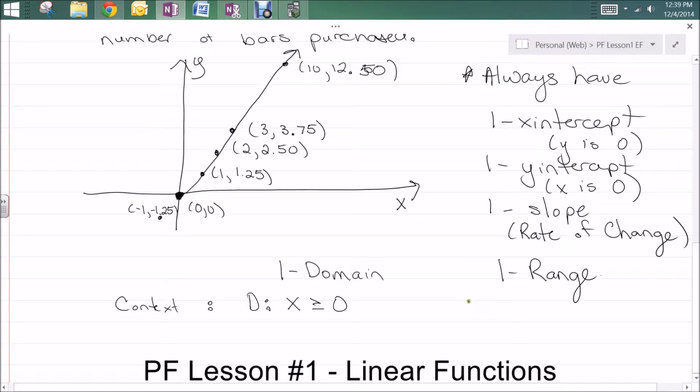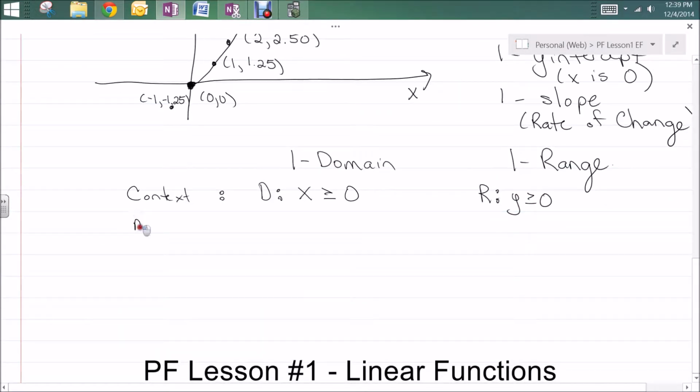The range, based on the context, the range is all the y's, or all the values you could be asked to pay. You will be asked to pay either 0 or more dollars for these chocolate bars. Based on the context, that's the range. And based on this context, that would be my domain and range. Based on the mathematics, if I was to just give you the graph, it exists forever to the left and forever to the right. So in that case, the domain would be x as an element of the reals. You remember this? And the mathematical range would be y as an element of the reals, because it exists forever to the left, forever to the right, forever up, and forever down.